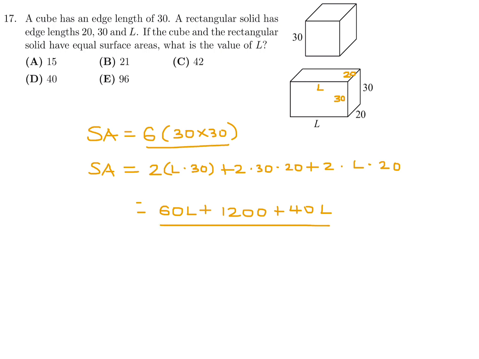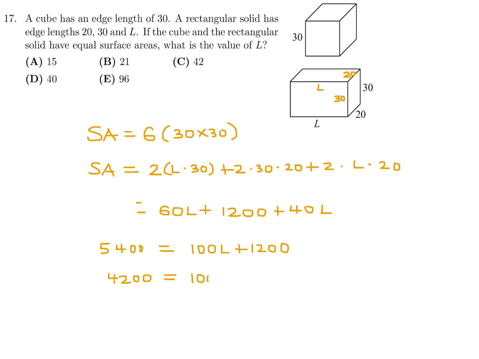Well, this apparently is equal to that. They tell me that they have equal surface areas. So equate them. And this side here, that's 6 times 30 times 30 is 5400. And then this side becomes 100L plus 1200. And bring the 1200 over and you get 4200 is 100L. And therefore L is equal to 42. So number 17, the answer is C.